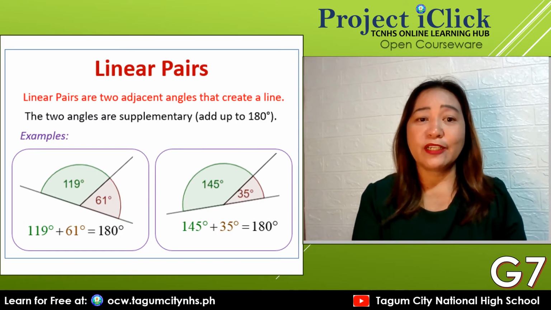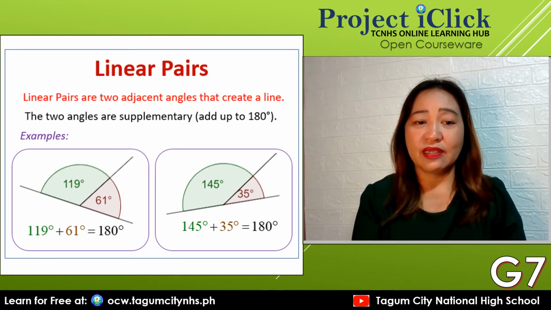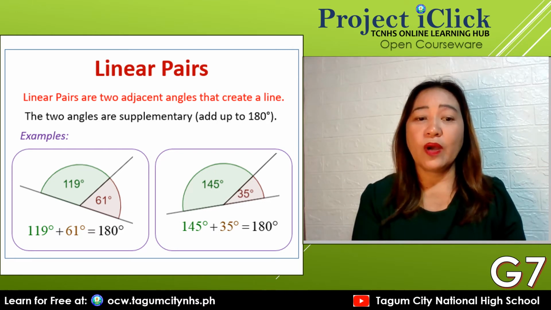Linear pairs are two adjacent angles that create a line. So we have there the examples. Angle 1 measures 61 degrees and angle 2 measures 119 degrees. The two angles there are both adjacent and supplementary because the sum of their measures is 180 degrees.